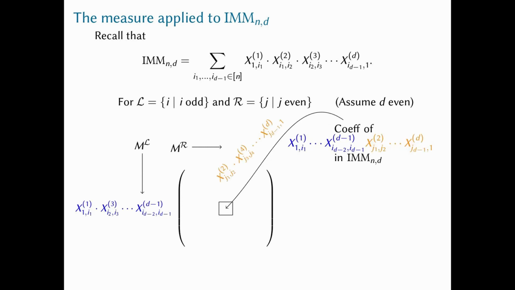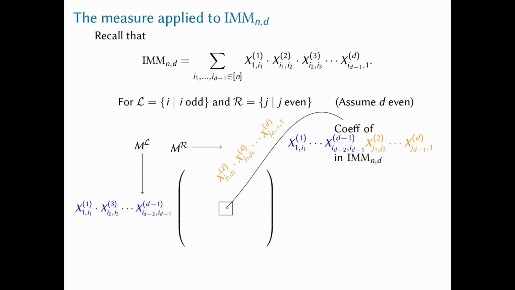So we know that m1 is something we only consider as a variable on the left, corresponding with matrices with odd indices. So with odd indices, we have to take something in the first matrix: x1, i1. After that, we have to take something in the third matrix, x3, i3, and so on until the matrix d minus 1.